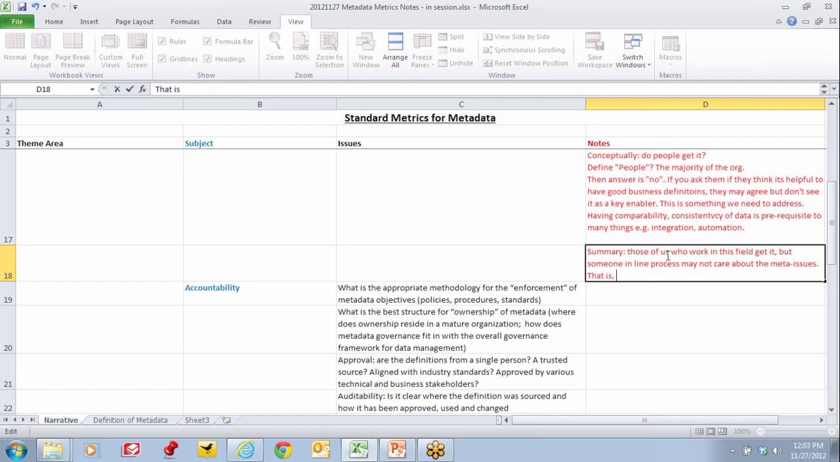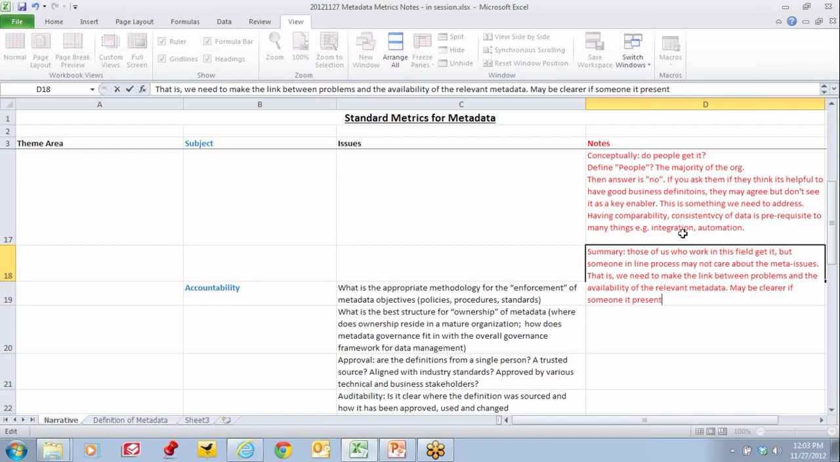Right. Yeah, and I would say, doesn't that define one of the things that we have to address? Because unless I am wrong in my assessment, having comparability, consistency, and precision of data is the prerequisite for many things. Integration, automation, composite views. All of that stuff is dependent upon consistency of the underlying data.